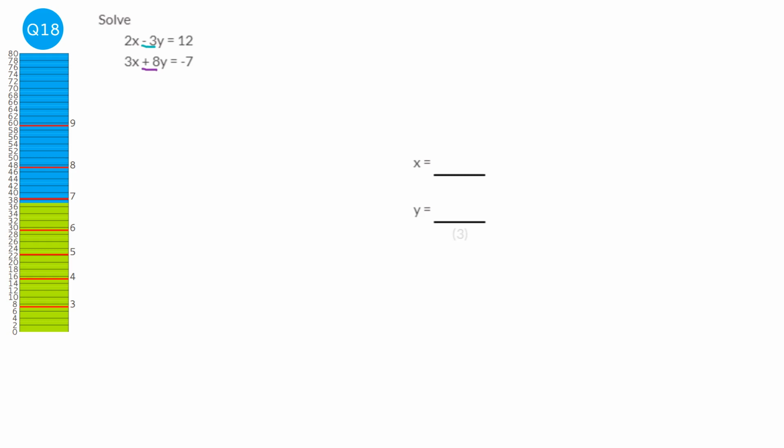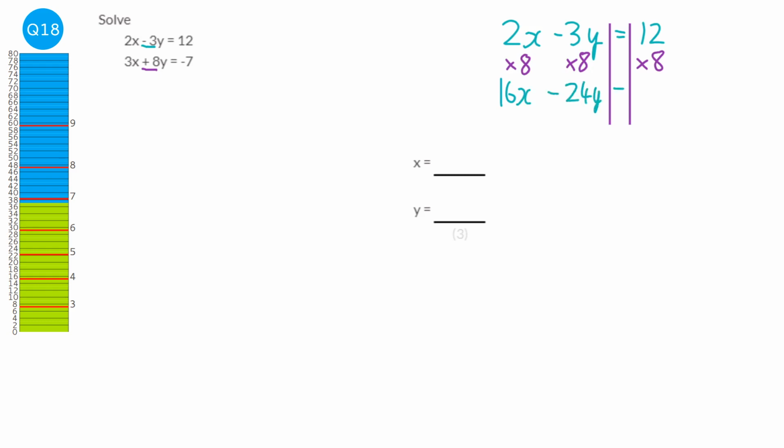So I'm going to write out the first equation, so 2x minus 3y equals 12. Get my lines in, and I'll notice that I'm going to times everything by 8 to make the coefficient of the y be minus 24. So we've got 16x minus 24y, which is good, that's what we wanted. And then we're going to do 12 times 8, which is 96.